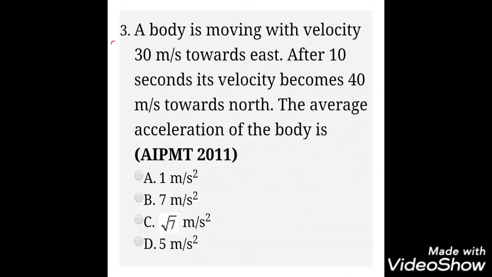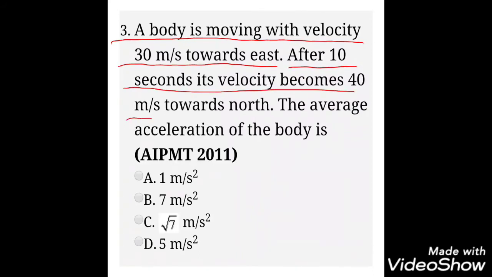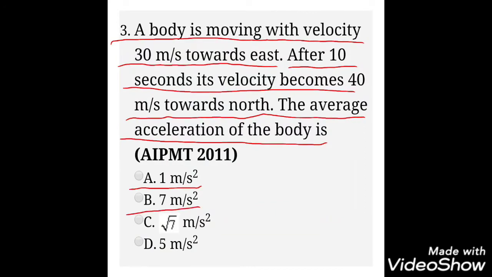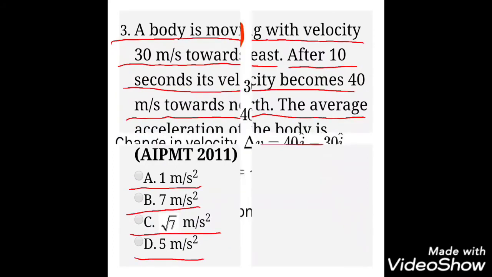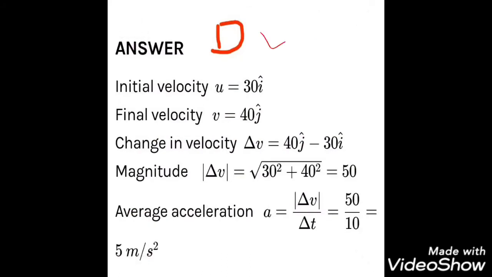Question number 3. A body is moving with velocity 30 meter per second towards east. After 10 seconds, its velocity becomes 40 meter per second towards north. The average acceleration of the body is: option A, 1 meter per second square; option B, 7 meter per second square; option C, square root of 7 meter per second square; option D, 5 meter per second square. The correct option for question number 3 is option D, 5 meter per second square.